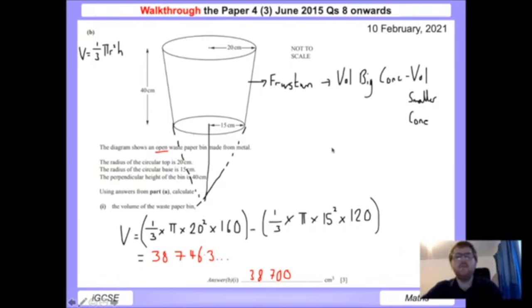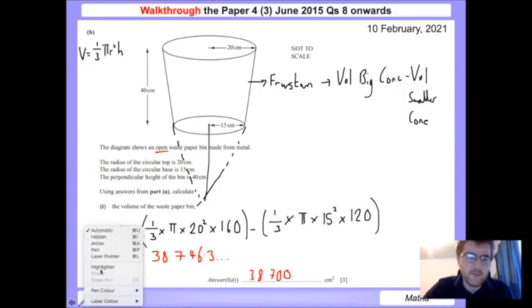So give yourself a minute or so, have a think about it. How would you go about working that out? Okay, well it's going to be a very similar way to how we did it before. So we're going to find the curved surface area of the larger cone, and we're going to take away the surface area of the smaller cone, yeah? In the same way we did it before.